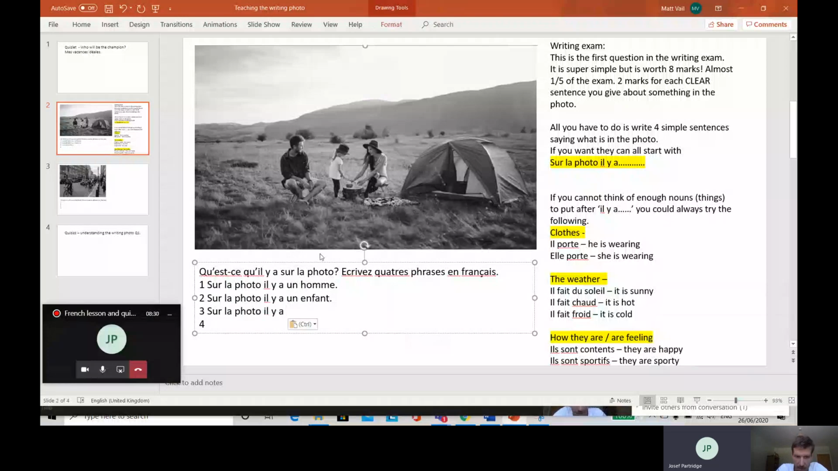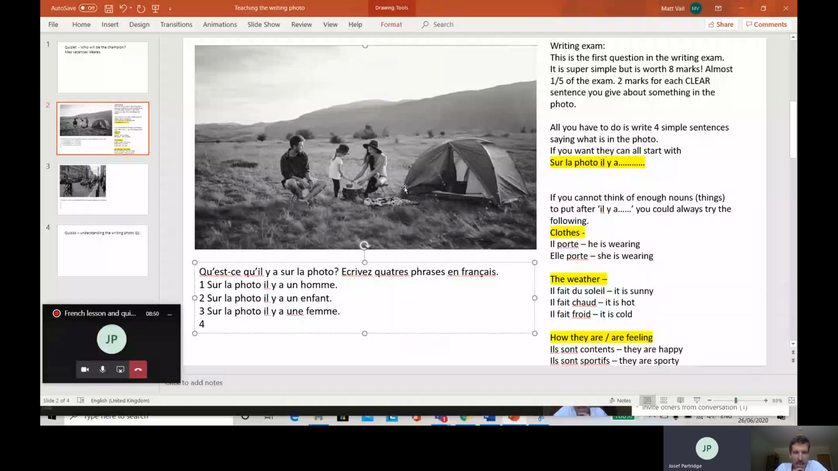Next sentence, sur la photo, il y a. We can start again with that. We don't have to vary it with this. It's the first question of the writing exam, so we just have to be simple. And there's a woman here. So let's go with sur la photo, il y a une femme. In the photo, there's a woman. Okay, nice. Is it accurate? Yes. Is there a woman in the photo? Yes. So I've got the 3 people.